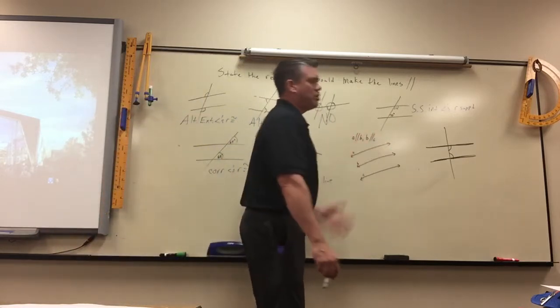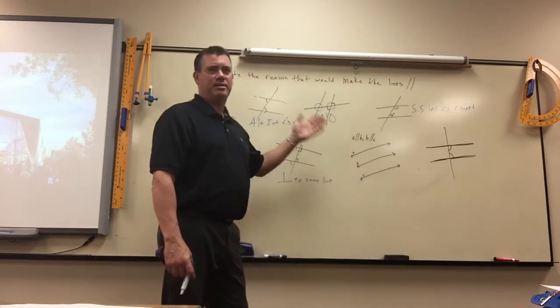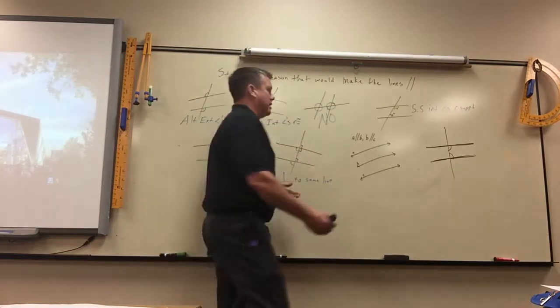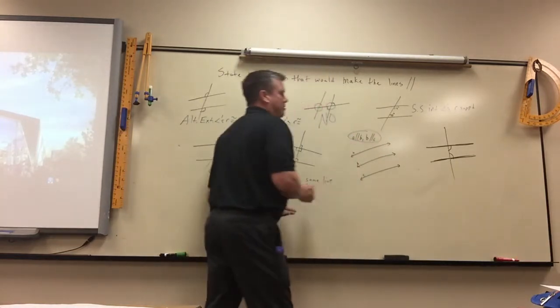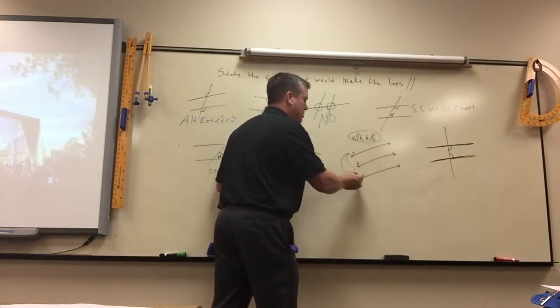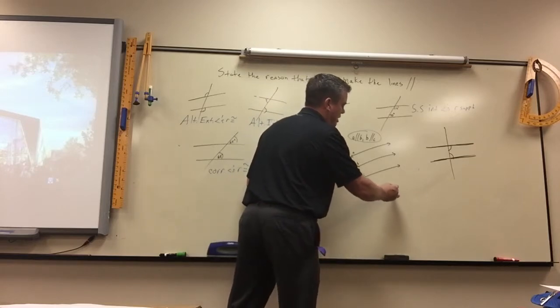Here, when it's more than 2 lines, it's going to be this reason, because there's no line cutting through. There aren't any corresponding or alternate exterior, all that. So you're given this information. So A is parallel to B, B is parallel to C. So A is parallel to C because parallel to the same line.